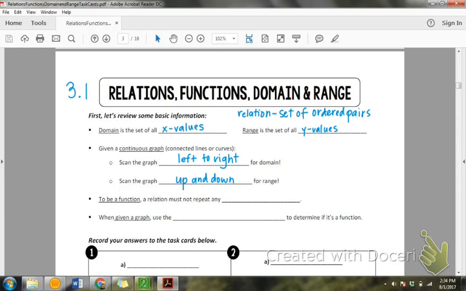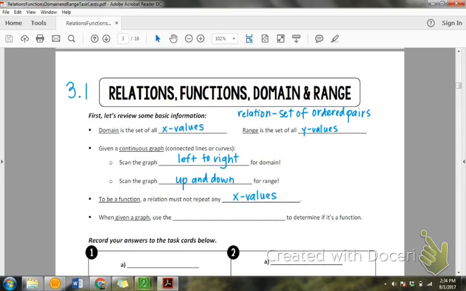So in order for a relation to be a function, even more specifically, none of the x values can repeat. So it says a relation must not repeat any x values. So no x values can repeat. Y values can. We don't really care about what's going on with y. We just can't repeat any x values.